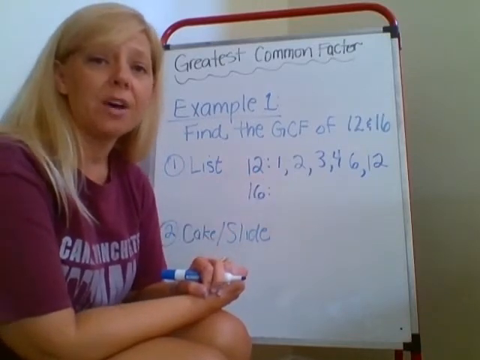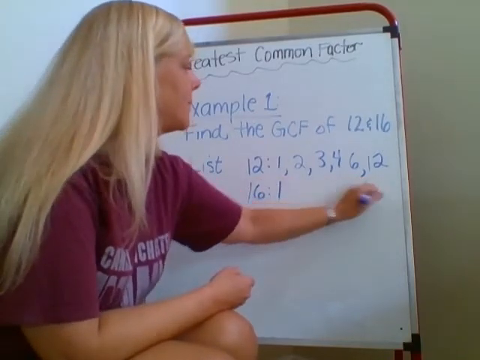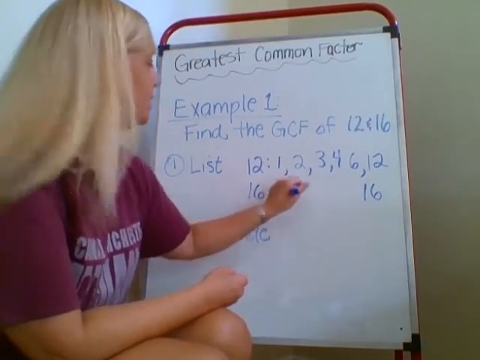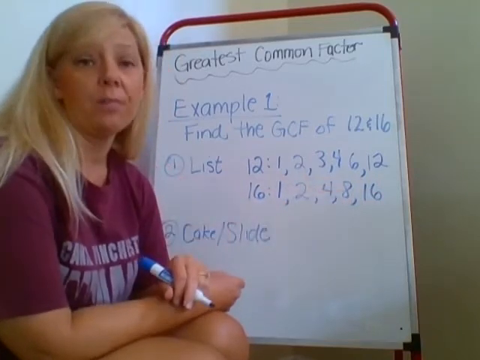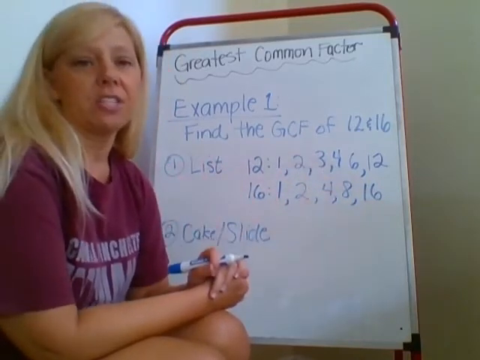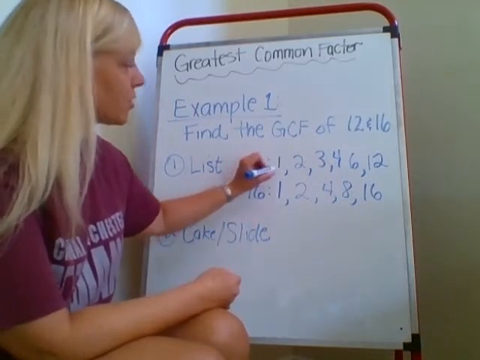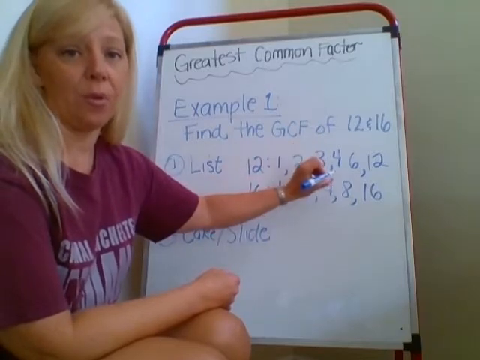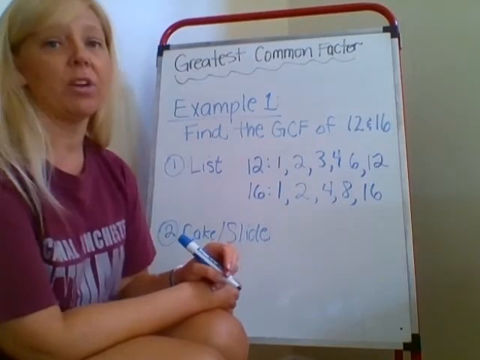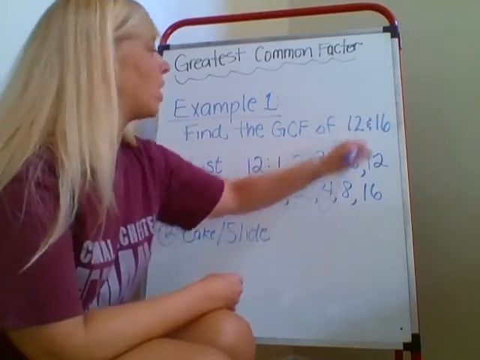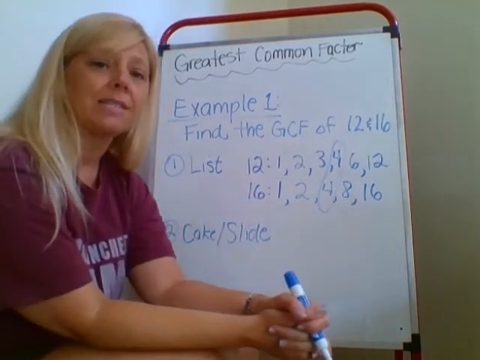Okay, so if we're making a list of all the numbers that go into 16, 16 is 1 times 16, and 2 times 8, and then 4 times 4. So those are all of my factors that go into 16. Now we look for any common factors. Well, my common factors are 1, 2, and 4. Now I want my greatest common factor. So my greatest common factor is 4. So 4 is my greatest common factor, or my GCF, of 12 and 16.